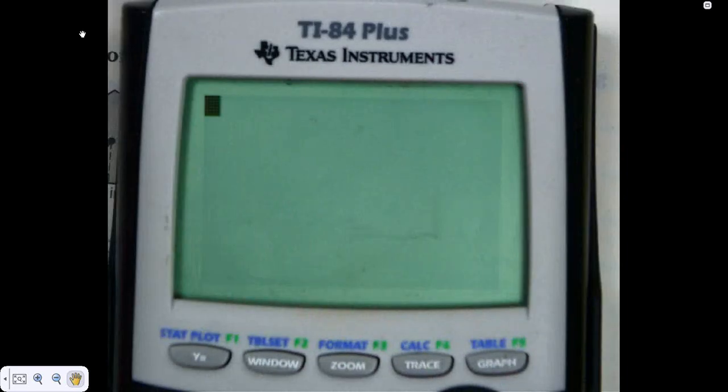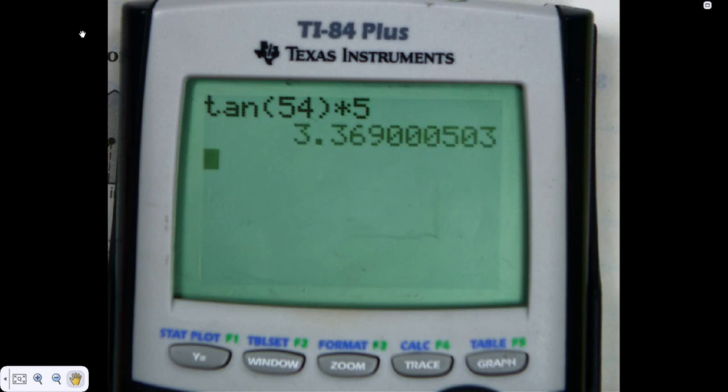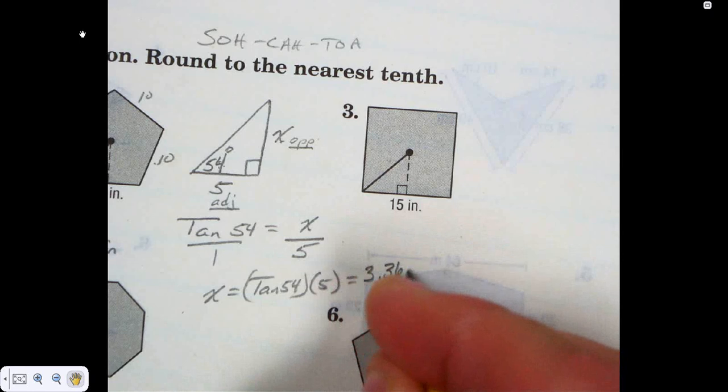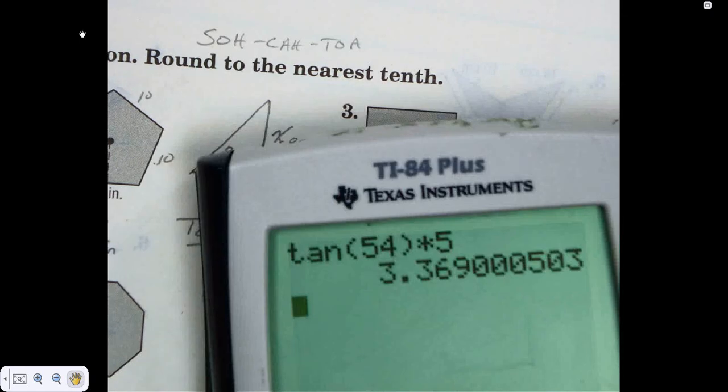Let's put that in our calculator. Tangent of 54 times 5. I'd probably put that in as 3.369. That way you don't mess up. Always, until you get to your final answer, use more decimal places than what they want you to round it to. You know, 2 or 3 more.